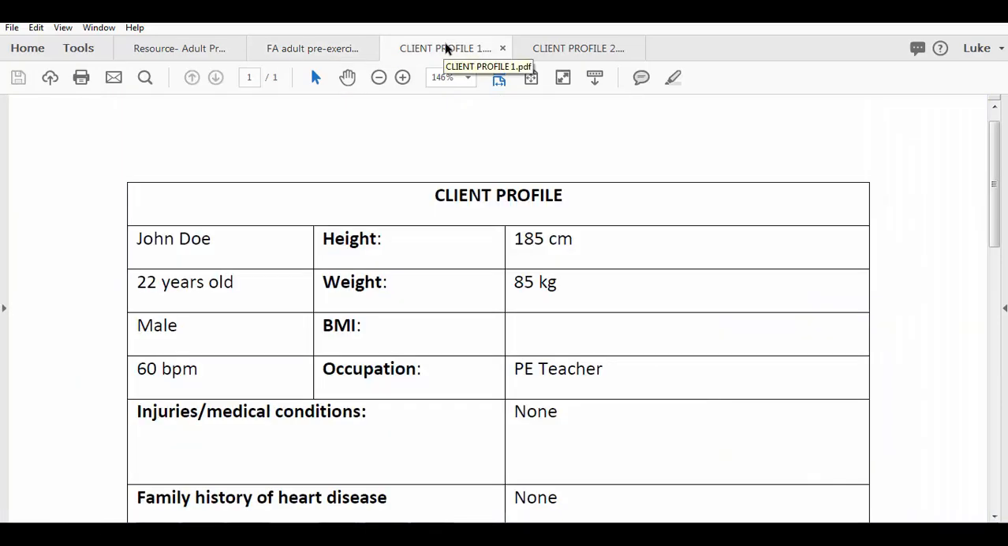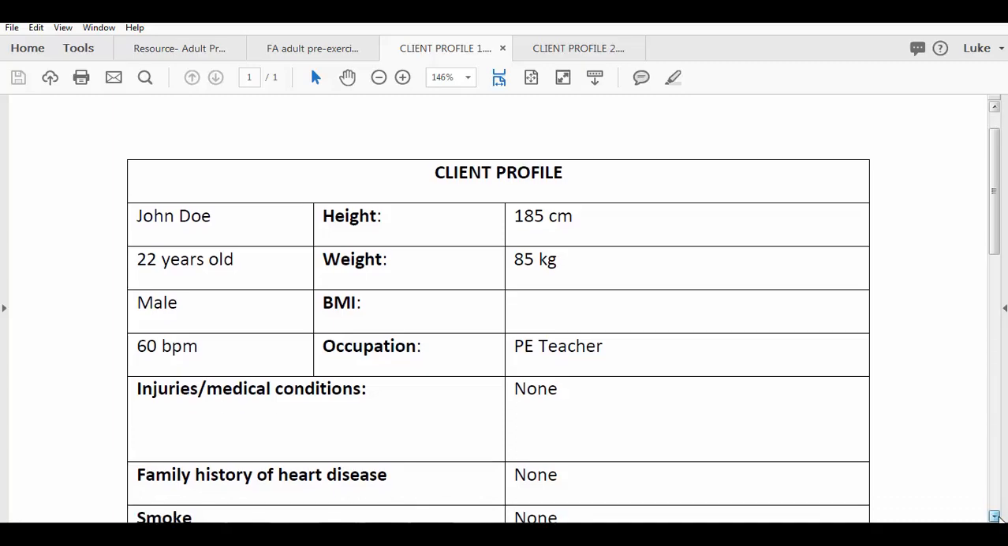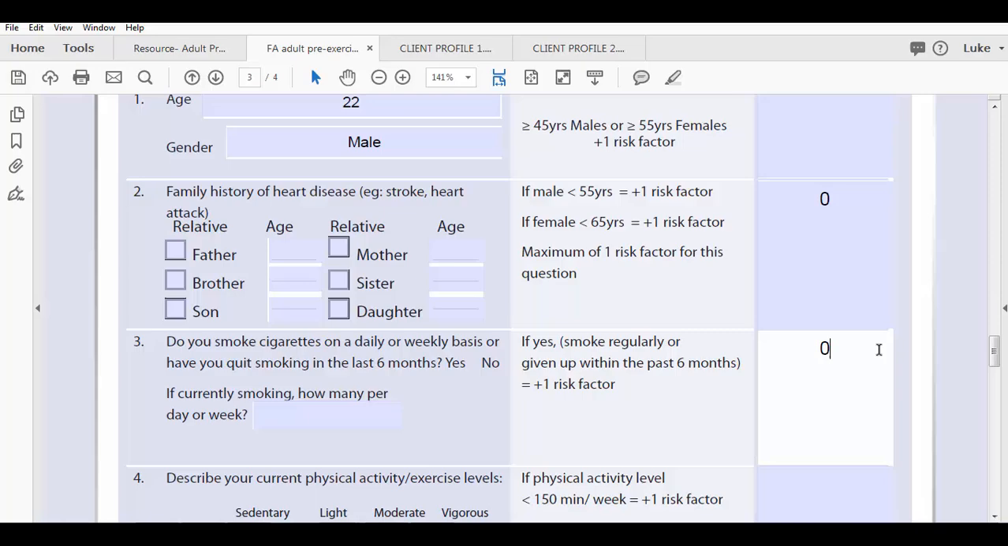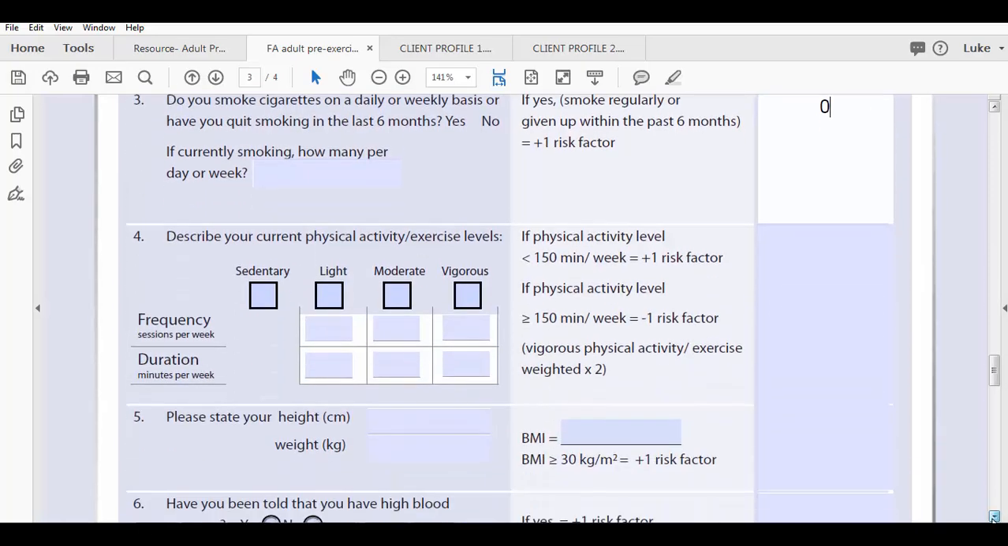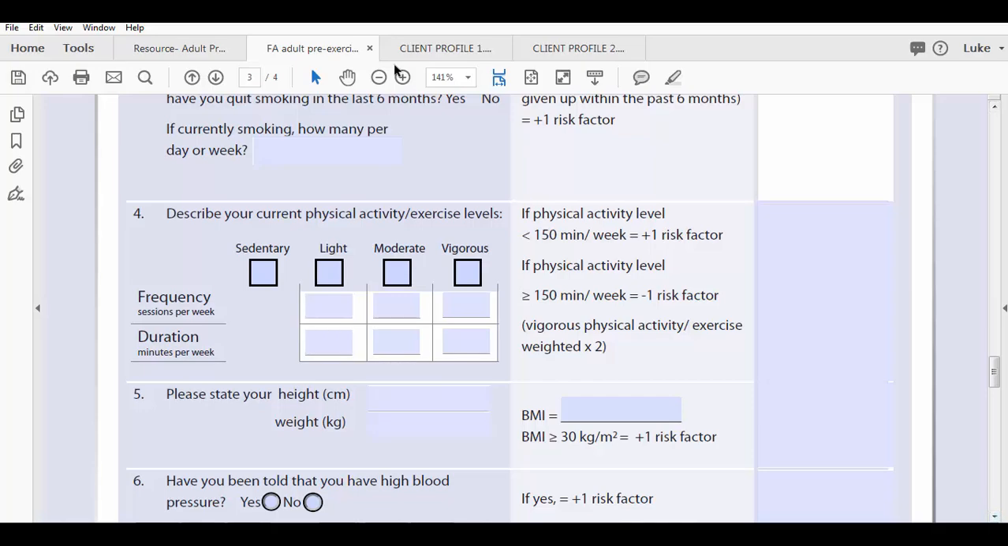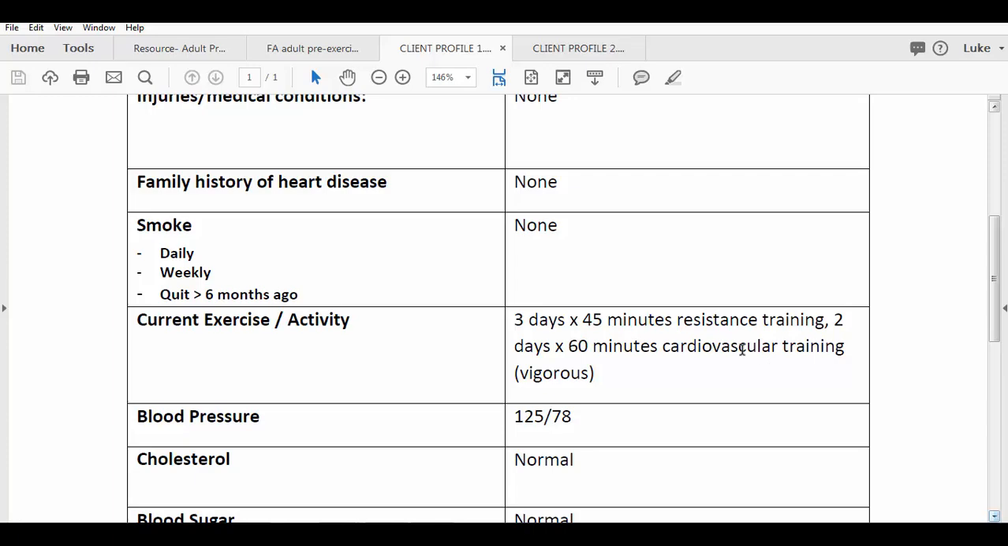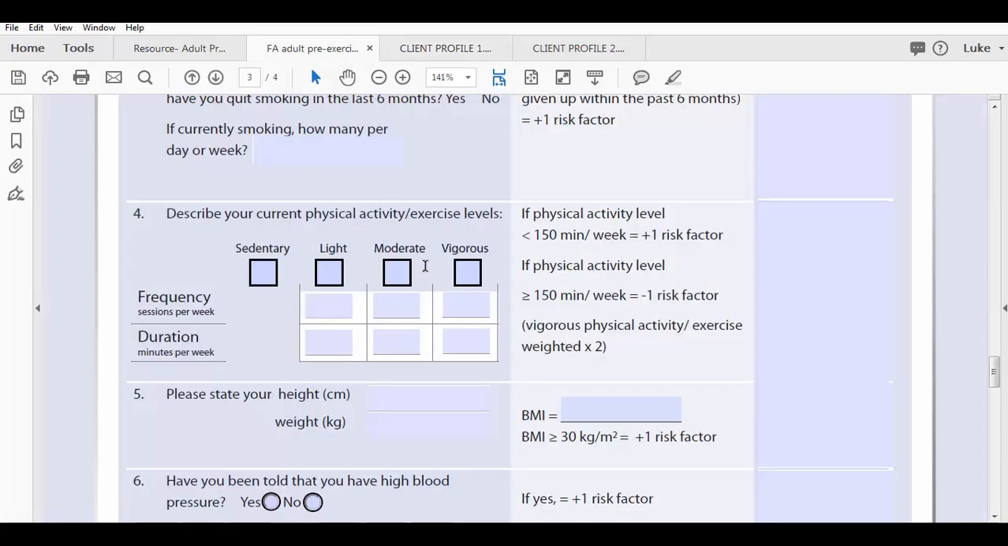Does the person or this client smoke? We look down, we see that they don't smoke. So again, what do we put here? We put a 0. Now physical activity. We know that they are vigorous from what we read in the case study earlier. We can see here that we have a vigorous intensity. We have 3 by 45 minutes, 2 by 60 minutes. So all we can do is tick vigorous.